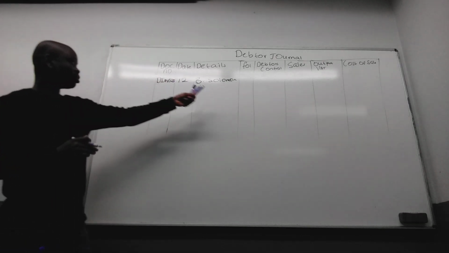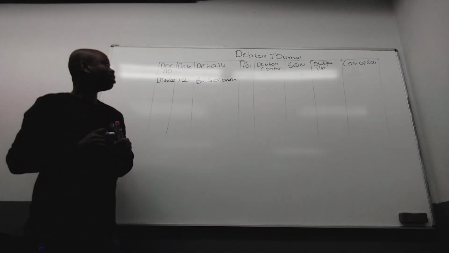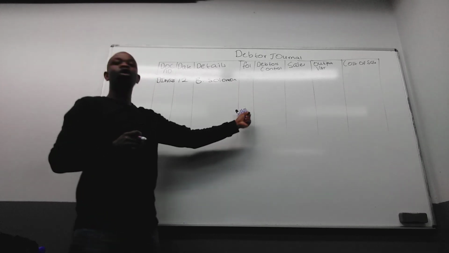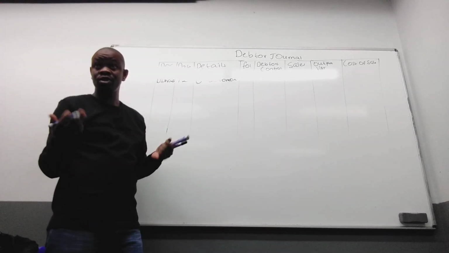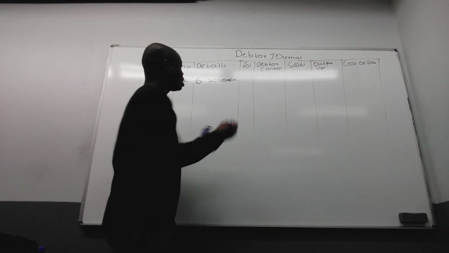Now, this folio is going to be useful. Meaning, in this folio column, we just write that B. Solomon is the first debtor. So what do you do? We just have to say D. Yes.